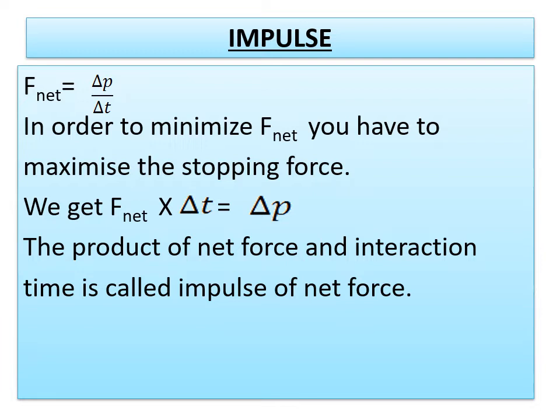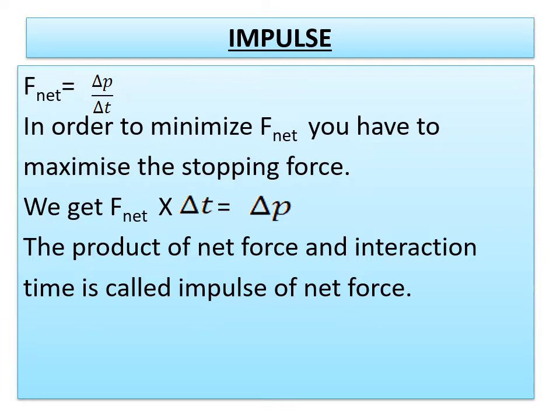So that's the reason I told you. In order to minimize F net, you have to maximize the stopping force. So when you multiply F net into delta T, that is equal to delta P. You know that. So the product of net force and interaction time is called the impulse of net force. Now you have to remember what impulse is. So indirectly, impulse delta P is equal to F net into delta T.